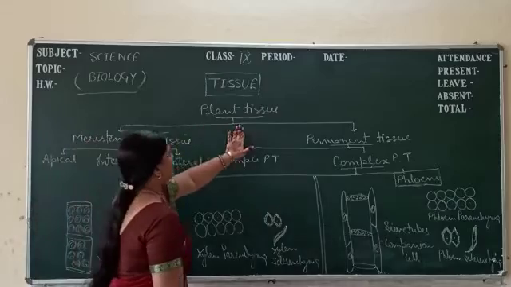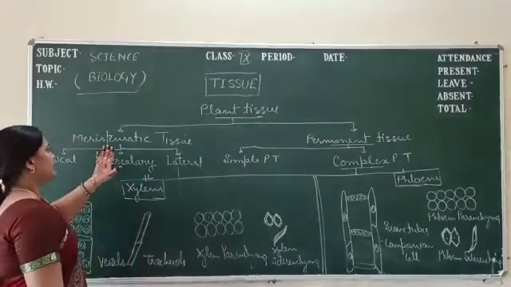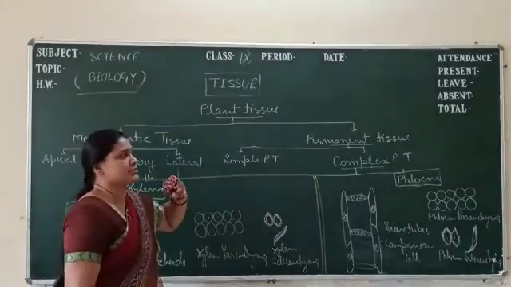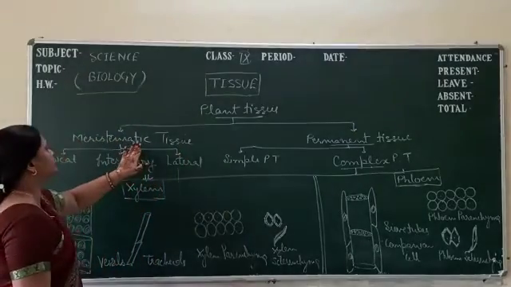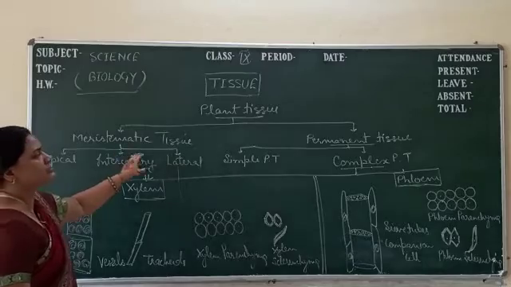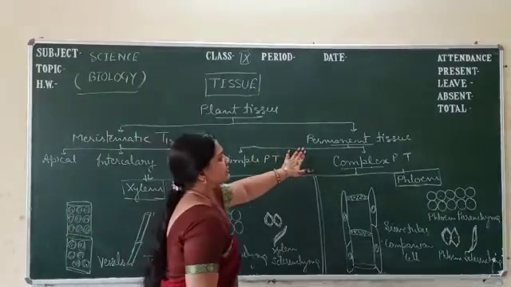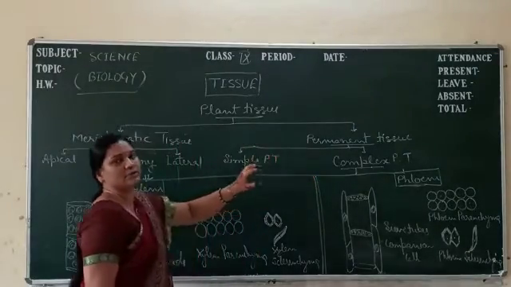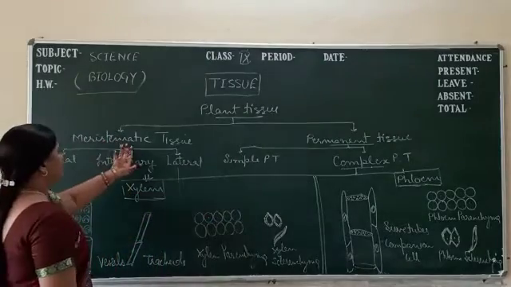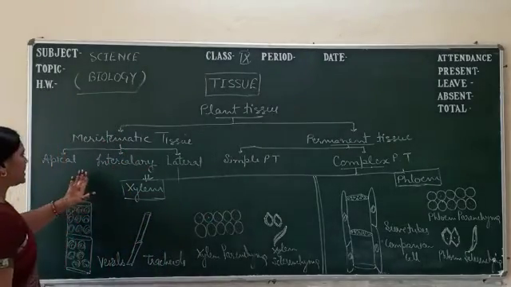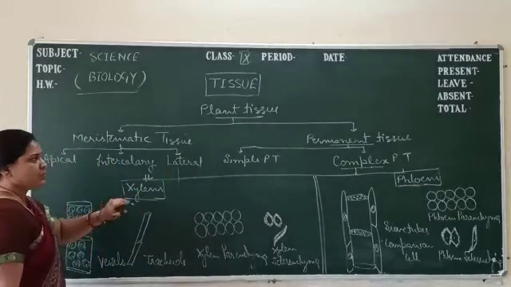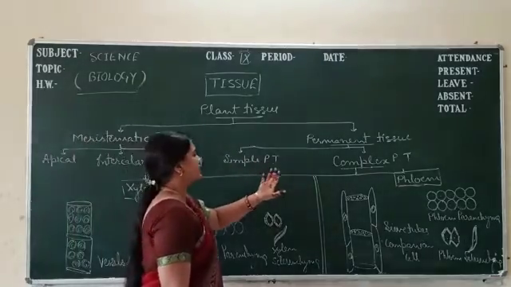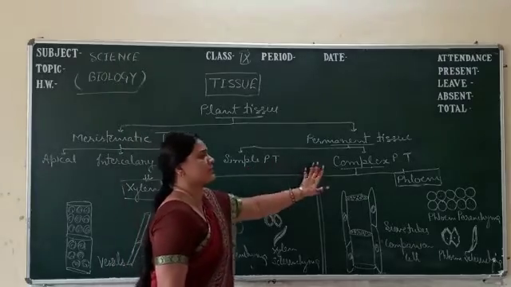Plant tissue. In the plant tissue, we have already studied about the meristematic tissue and permanent tissue. What is the difference between meristematic and permanent tissue? Meristematic tissues have the power of continuous cell division, while the permanent tissues are differentiated for a particular function. And meristematic tissues are of three types: apical meristem, intercalary meristem and lateral meristem, while permanent tissues are of two types: simple permanent tissue and complex permanent tissue.